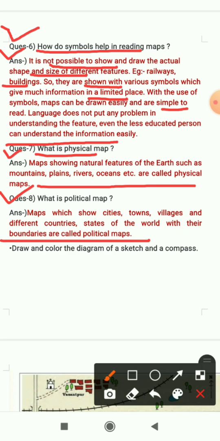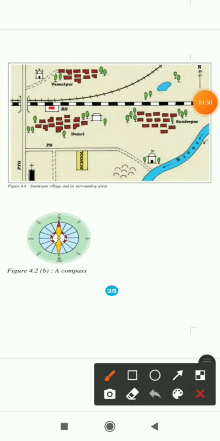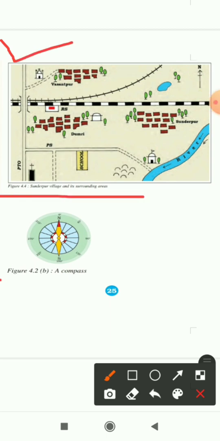Next is the heading draw and color the diagram of a sketch and a compass which is given in your book. Let me show you the picture. You have to draw figure 4.4 which is given in your book, that is a sketch, and figure 4.2, that is the picture of a compass. You have to draw and color nicely.